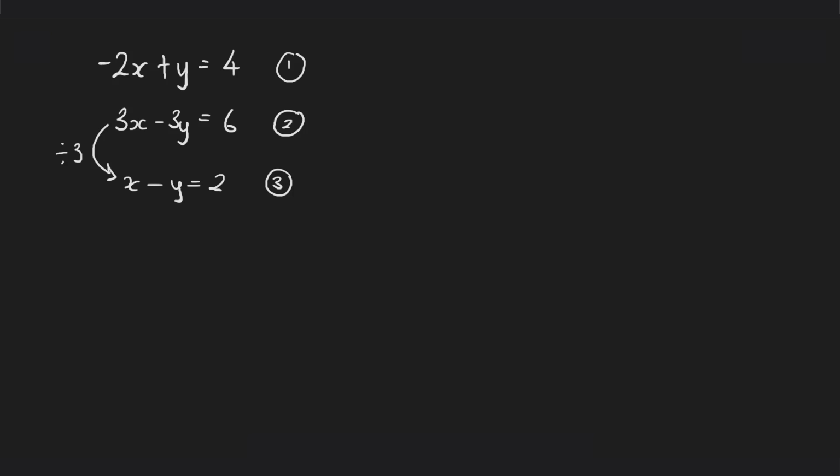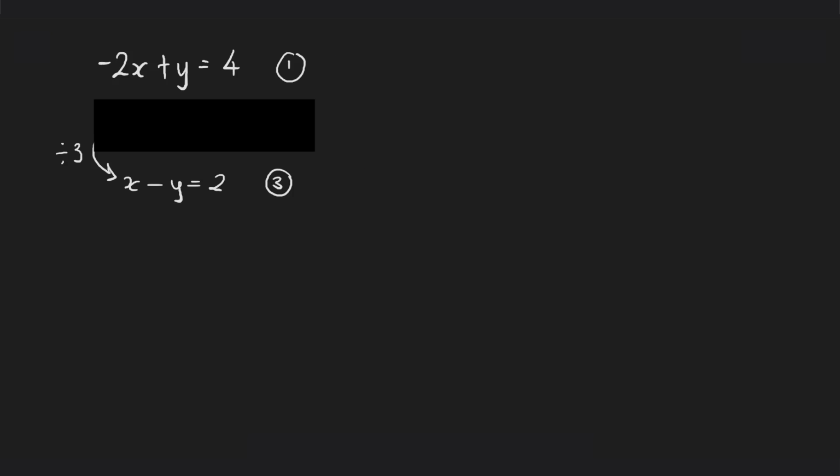We wanted to do this because it's going to be much easier to solve simultaneous equations when all the equations are in their simplest or most reduced form. Now keep in mind that since we changed equation number 2 into equation number 3, we can't use these two together to solve anything. We'll have to use equation number 1 with equation number 3.